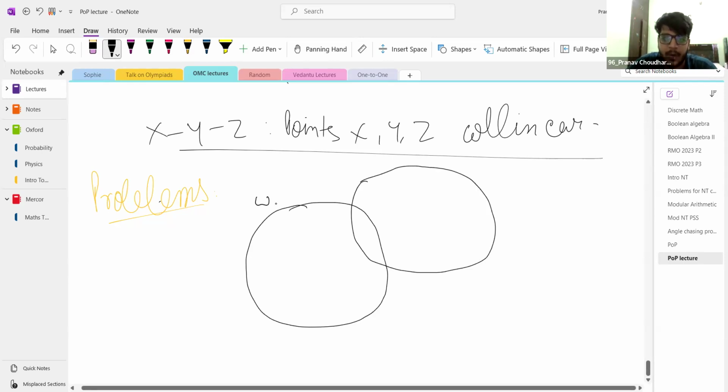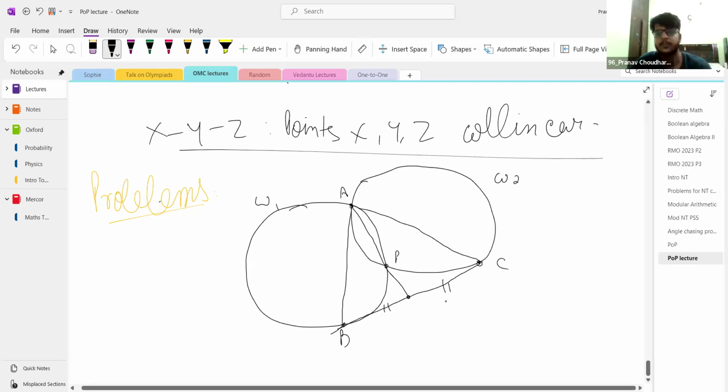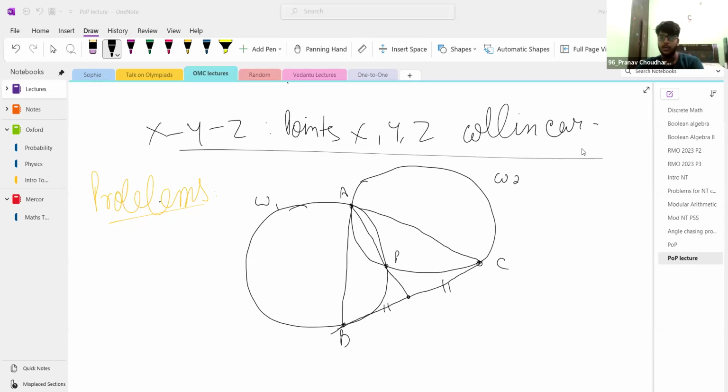Take two circles, omega 1 and omega 2, such that A lies on their intersection and they're tangent to the line BC in triangle ABC. Prove that if P is the other intersection, then AP bisects BC. If you're done with the solution, please type in private chat.